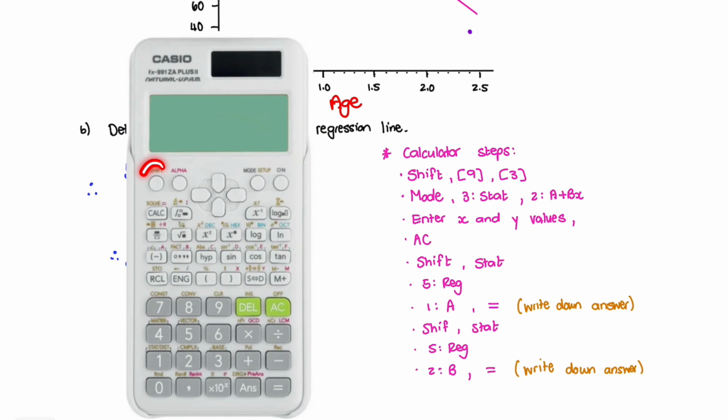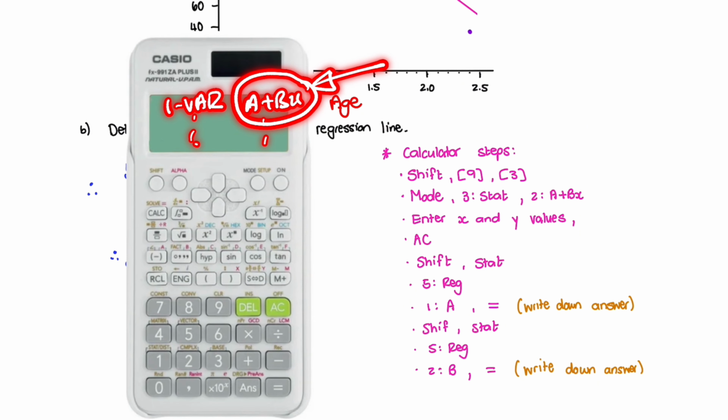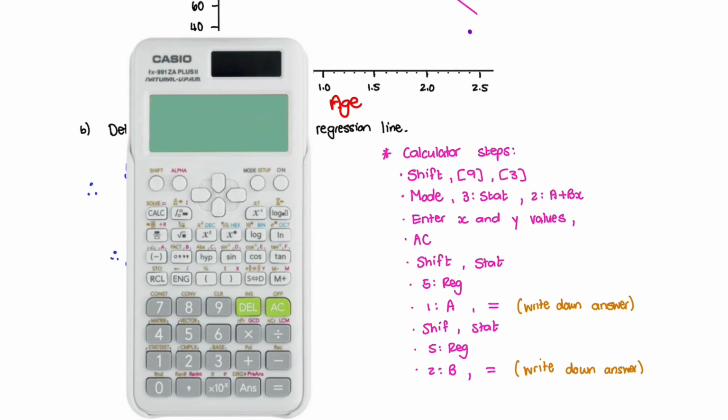First, I'll press Shift 9 to clear the calculator's memory. Then I'll press Mode and a few options will pop up, and I choose the option that says Stat. Then another few options will pop up, for example, 1-var, and a plus bx, and a few others. So you need to choose this option where it says a plus bx.